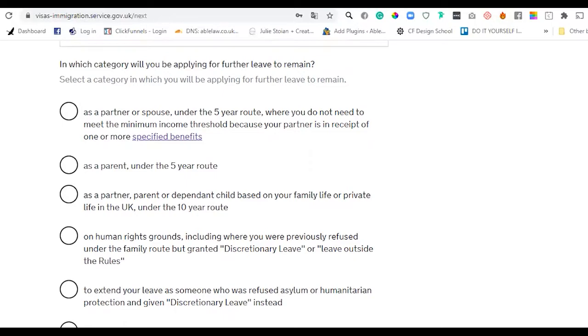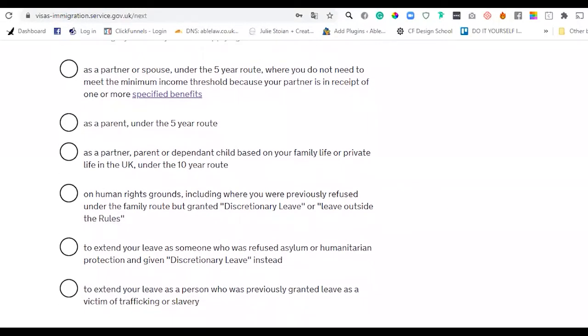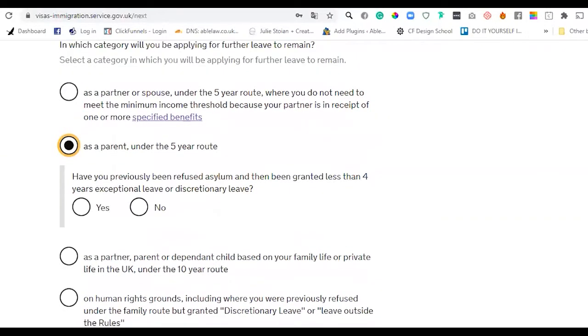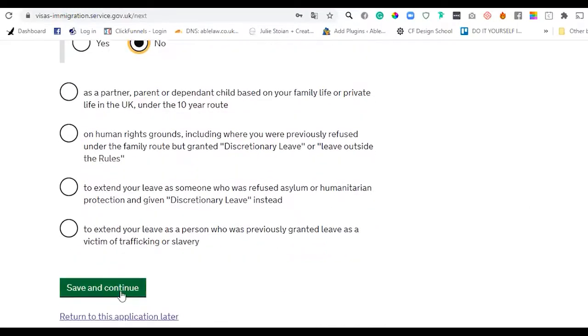So I am going to say I am a partner. I'm trying to choose which one I'm going to go for. As a parent. Okay, I'm going to go for as a parent. But essentially, it'll be the same as if you're a partner. Then, have you previously been refused asylum and then been granted less than 4 years exceptional leave? I would say no. So I'm going to say continue.